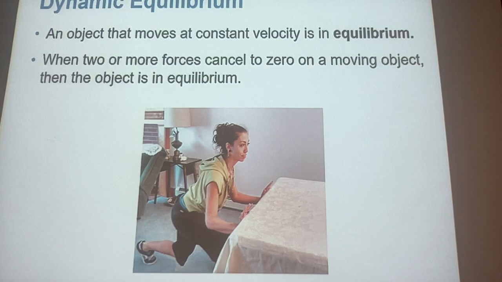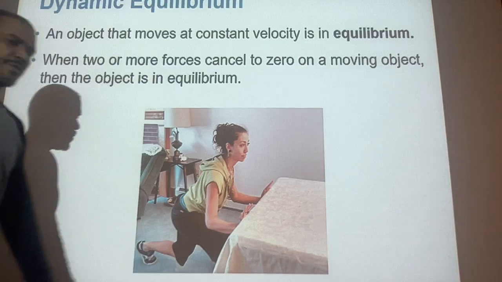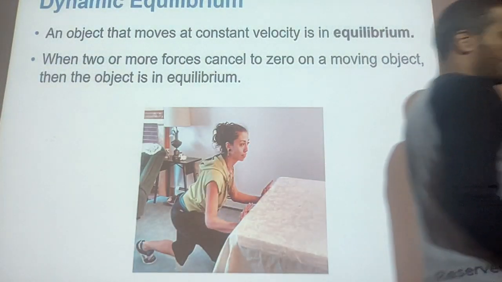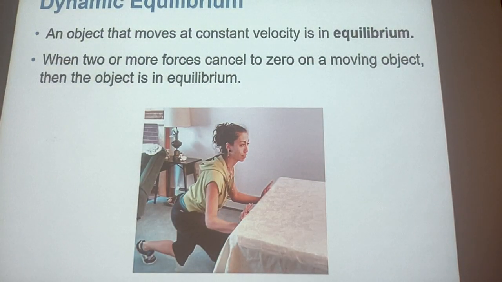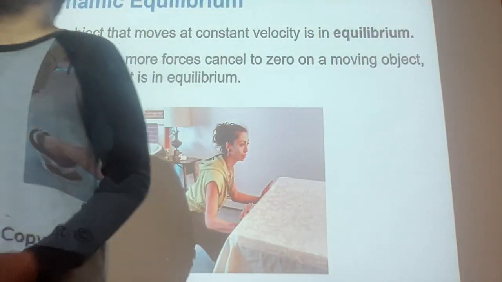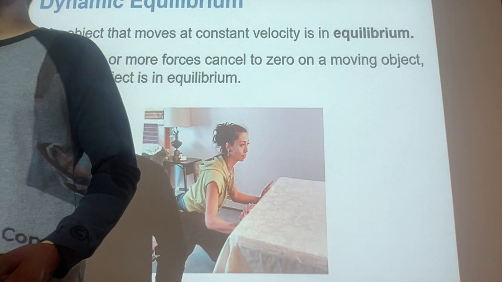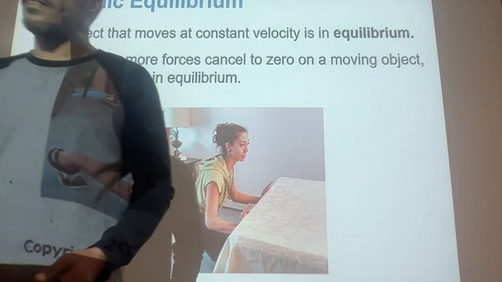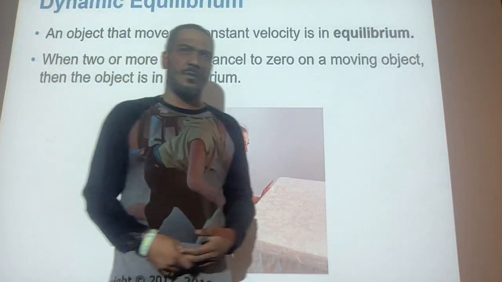But so when two or more forces cancel to zero on a moving object, then the object is in equilibrium, right? So yes. So the answer to the question is yes, an object can be moving but not accelerating. What is the definition of acceleration? What does that mean to accelerate? Speed up. To speed up, to change speed. So can you be moving without changing speed? Yes. Very much so. Right?